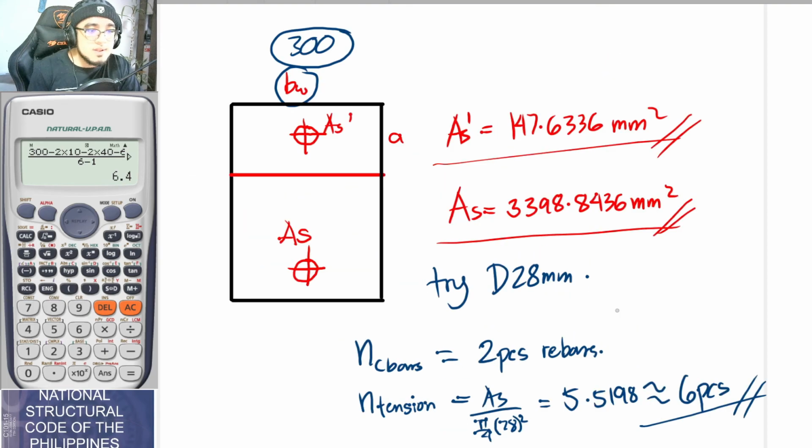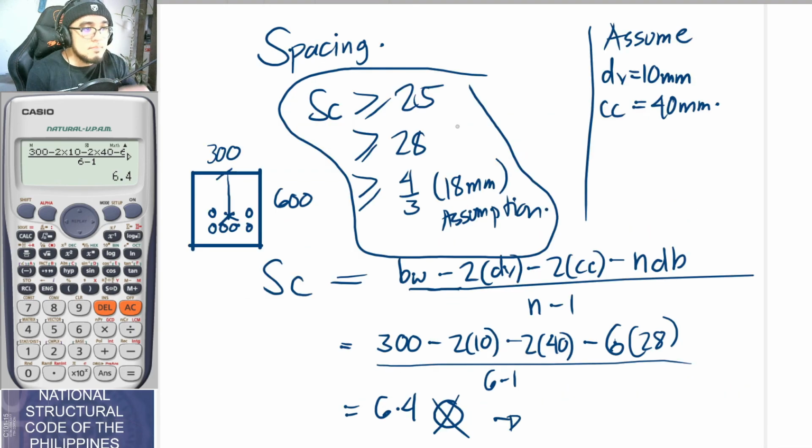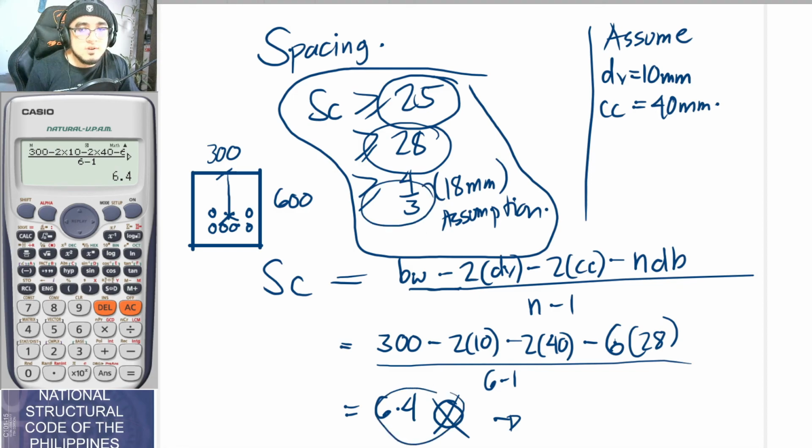So these 6 pieces here are theoretically adequate, but it is not adequate as per the code. So in terms of nominal moment and in terms of theory, it is already adequate, pero bawal daw siya, sabi ni code. Kasi mas maliit siya dito sa mga ito. So 6.4. So assuming that my calculations are correct, and which they are.